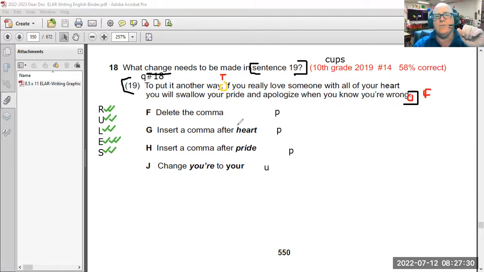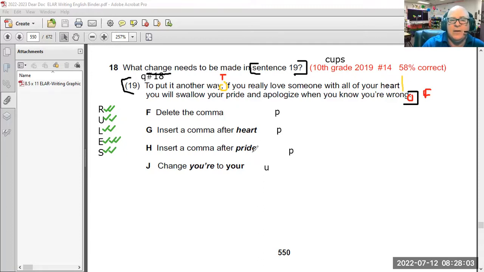If you really love someone with all of your heart, my brain made me pause right there. And so I think that we should have slowed down right there to do something. I'm going to make my little wall there. You will swallow your pride, first thing you do, and apologize when you know you are wrong. Period. Bouncing on the floor.